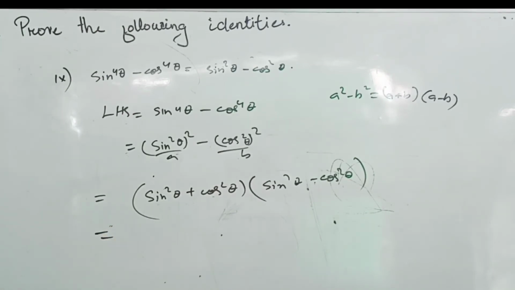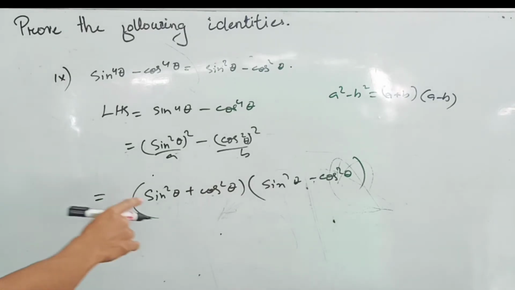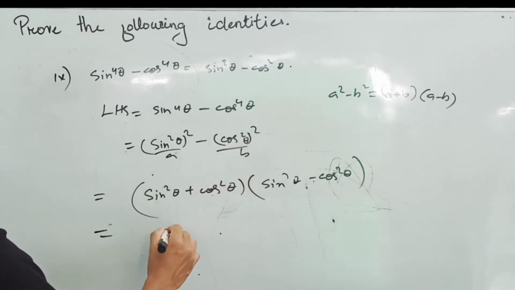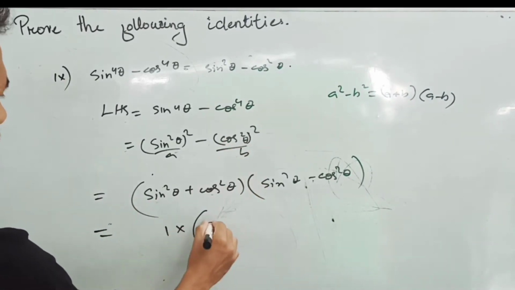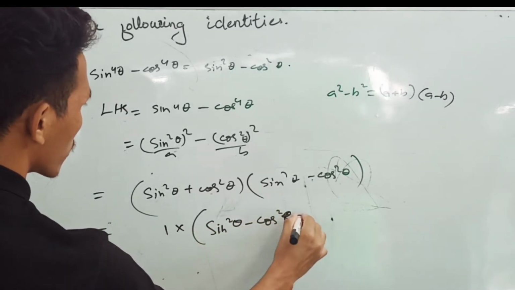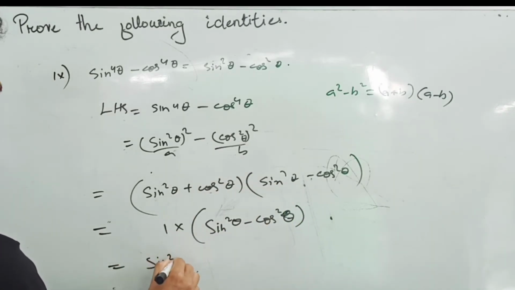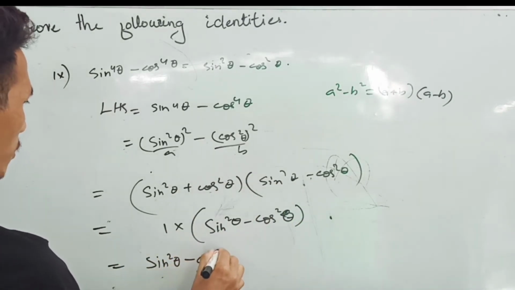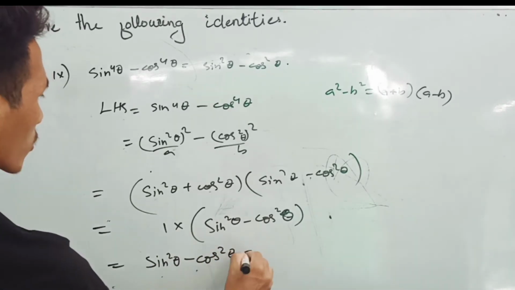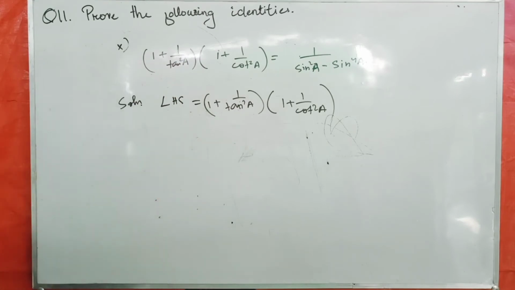Sin square theta plus cos square theta is 1, so 1 into sin square theta minus cos square theta equal to right hand side. So left hand side equal to right hand side.